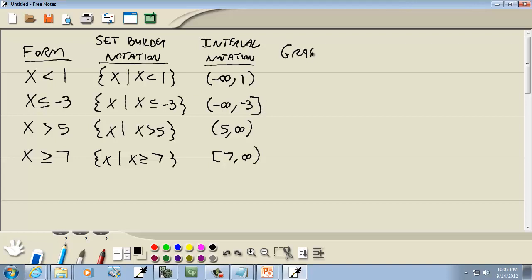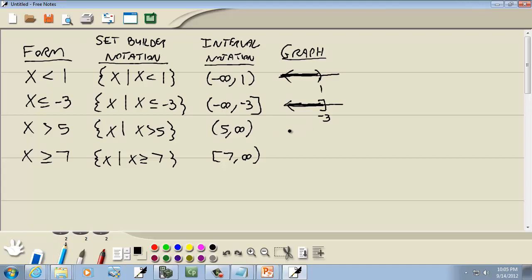Well, then we have our graph. And graph is very easy if you got interval notation. Now here we got parentheses on 1, so parentheses on 1. And we're going to negative infinity, so we're shading to negative infinity. And that would be our graph. This one, bracket on -3, bracket on -3. And it says it's going to negative infinity, so we're shading to negative infinity.